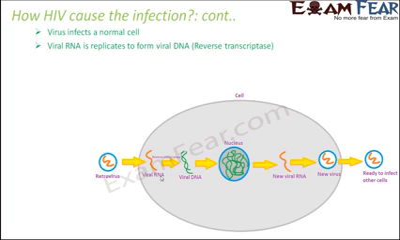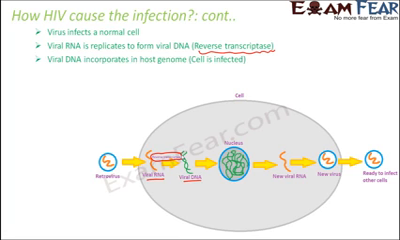Now the viral RNA is replicated to form viral DNA. So here you can see RNA to DNA. So DNA synthesis happens from RNA, and this process is called reverse transcription, and the process takes place in the presence of an enzyme called reverse transcriptase. So this enzyme plays a very important role in synthesizing DNA from RNA. So this DNA which is synthesized is the viral DNA, that is the DNA of the virus. But this viral DNA incorporates into the host genome.